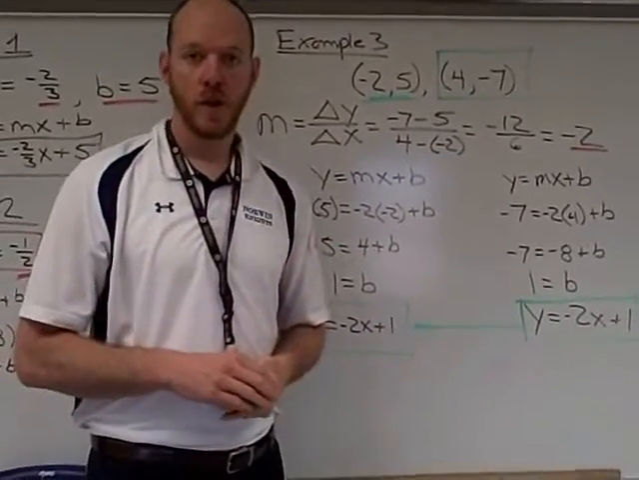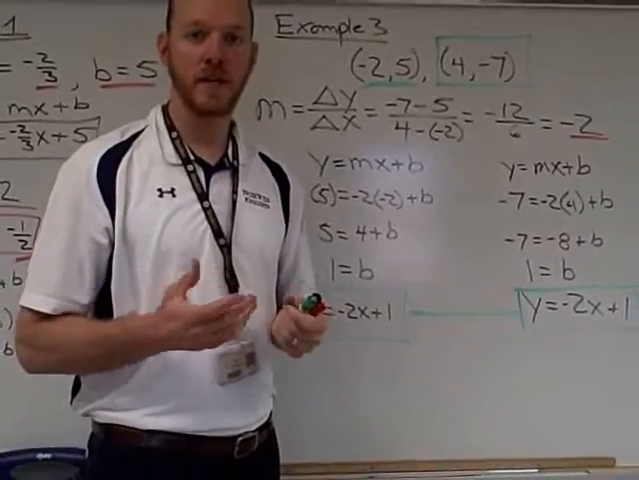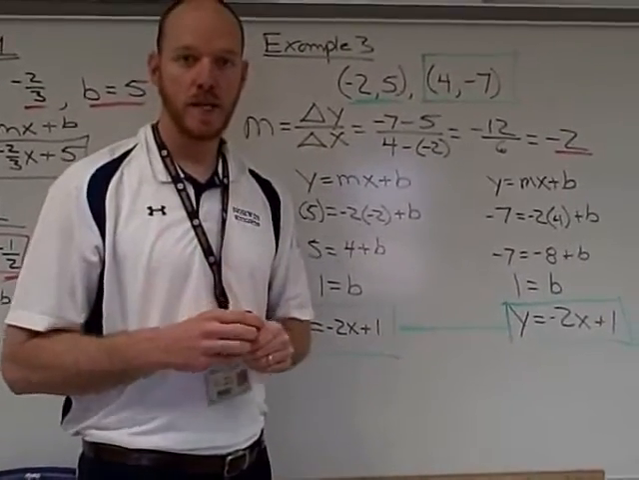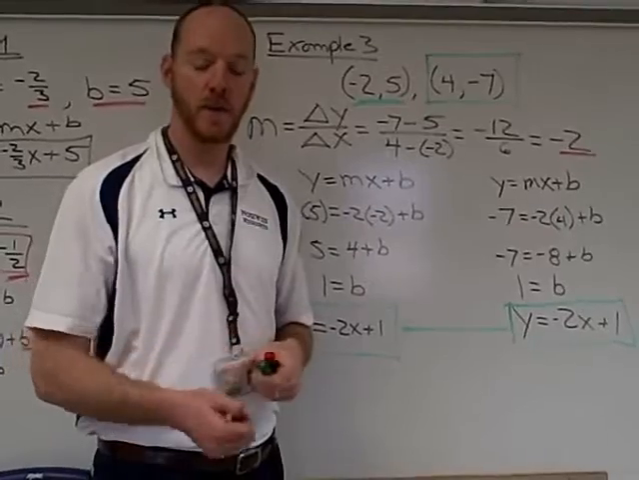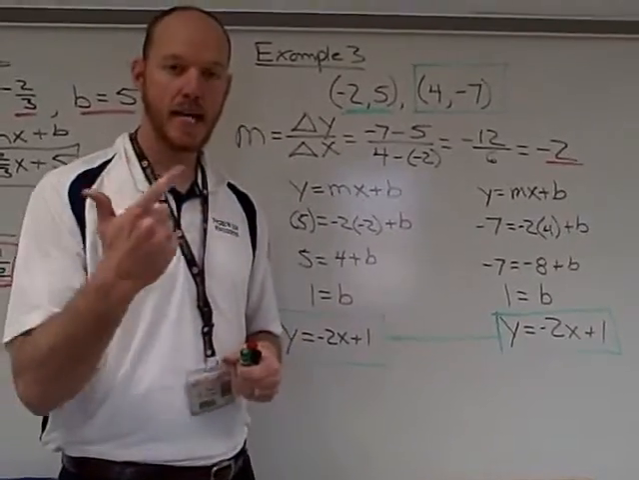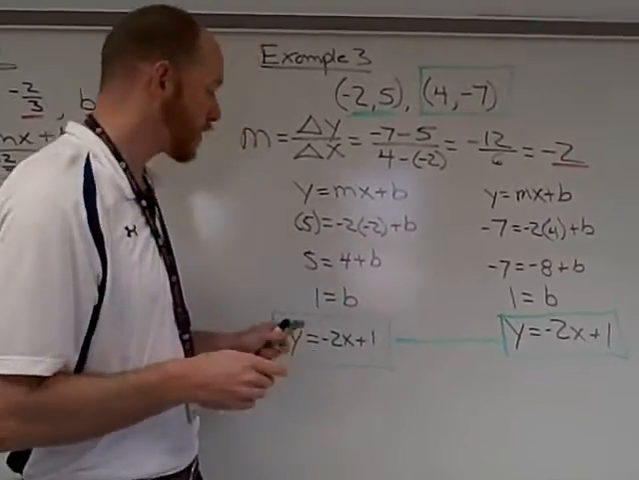So in conclusion, our objective was to be able to write an equation of a line given different characteristics, and in order to write that equation of a line, we have to make sure we know the slope and any given point to be able to write an equation in slope-intercept form.